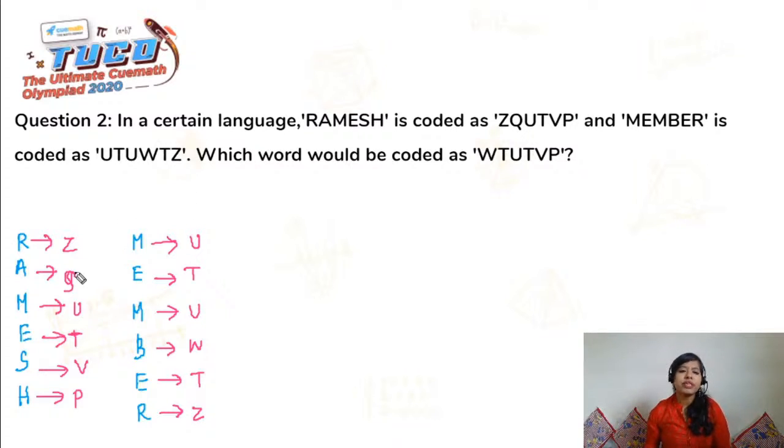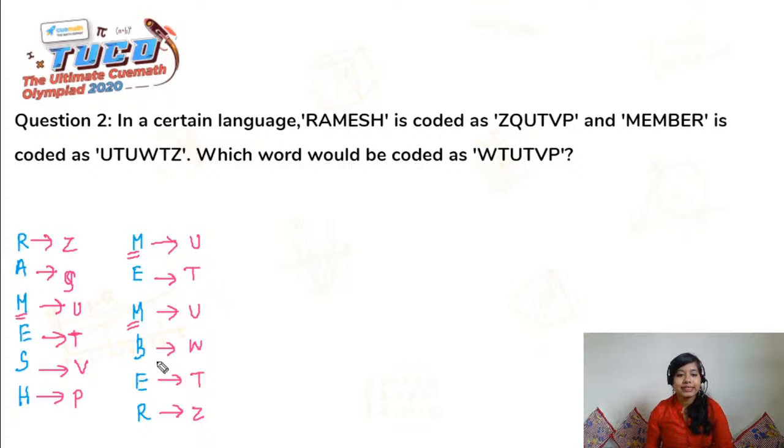Now, if you notice something between these two hints, why have they given us two words? Let's try to find out some common letters here. Look at this, you have M here, which is mapped to U. Here also you have M, which is mapped to U. As in, wherever you have the letter M, it would be mapped to U. Now I hope you understood.